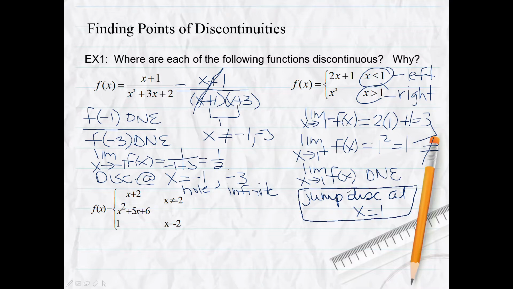Okay, so let's check this one. The limit as x goes to negative 2, because that's where this boundary is. Now notice here, because this is just a not equals negative 2, that means I'm going to this top one, this fraction, from the left and the right. So I'm going to do the overall limit, and we're going to see if we can reduce that.